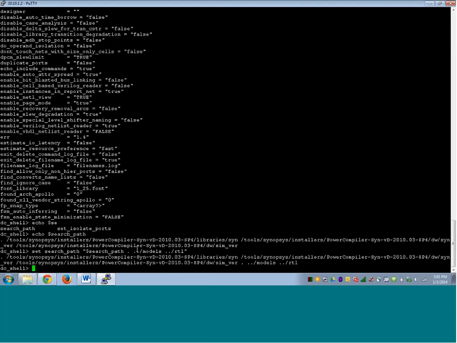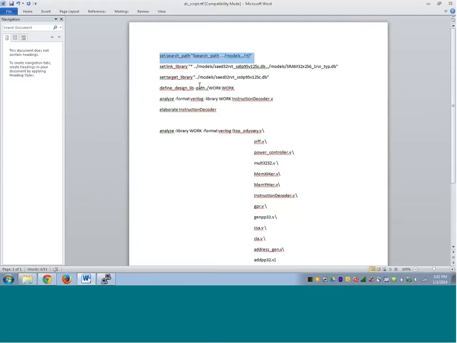Now since I have included models and RTL, if I read the RTL file now, I do not have to give the complete path. Since this is included inside the search path, DC will search for it inside the directories listed in the search path and it will automatically find it. Second thing I do is that I will set the link library.